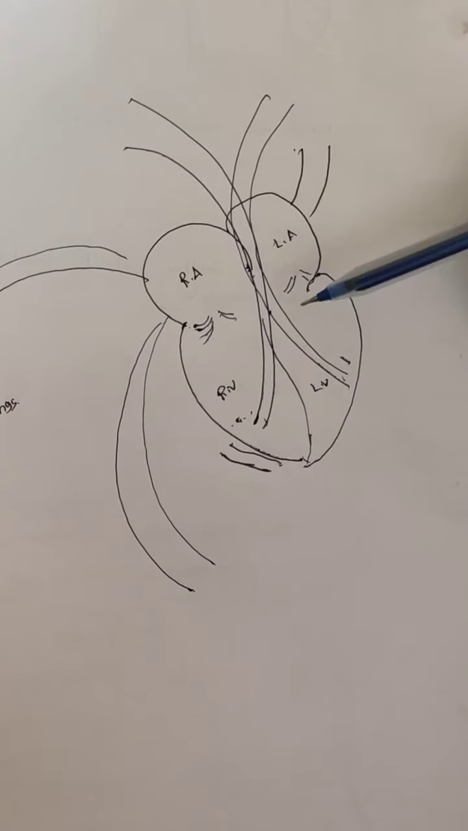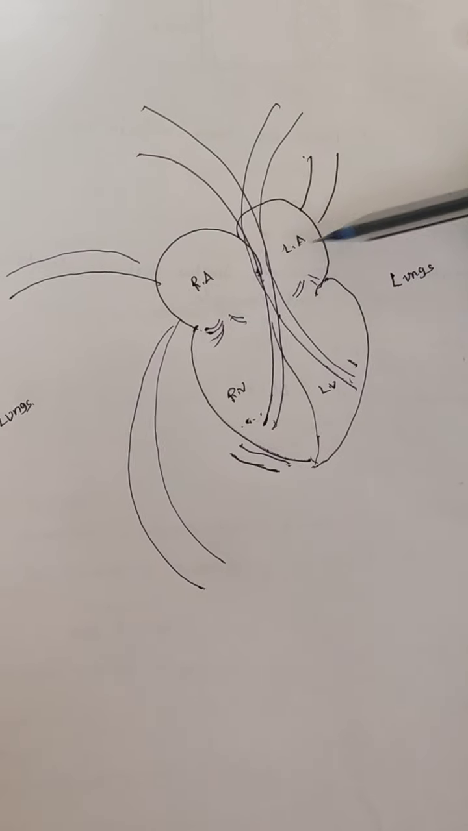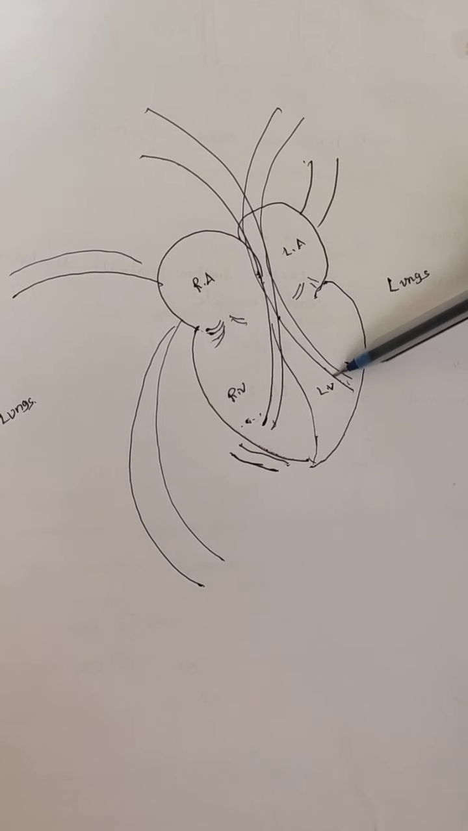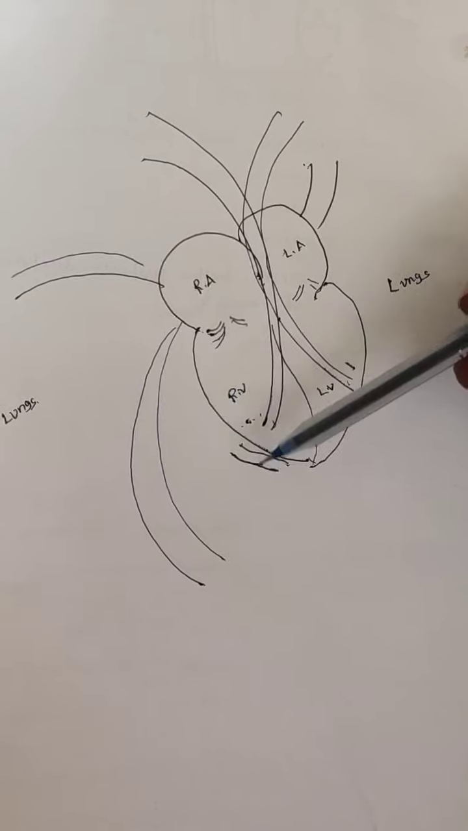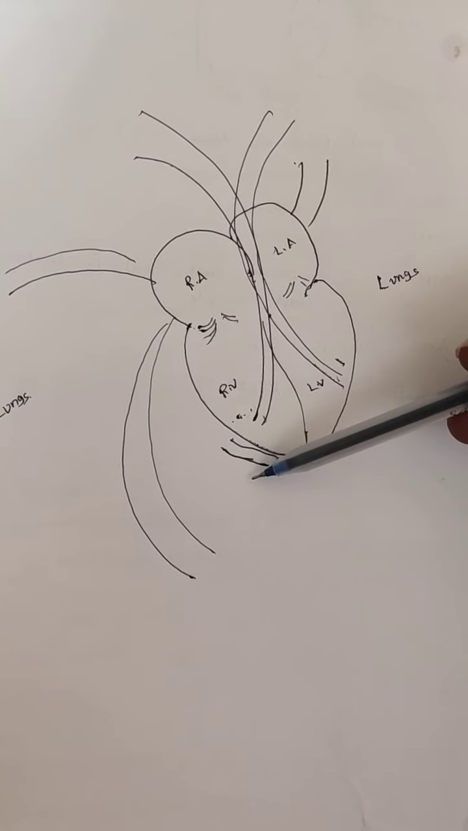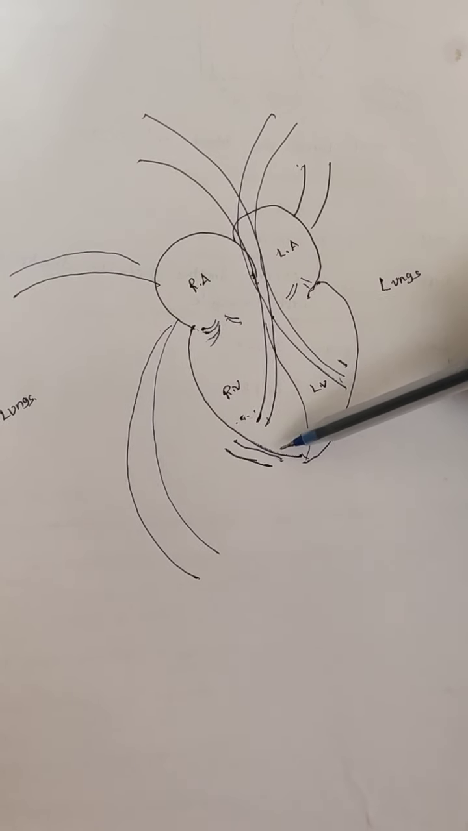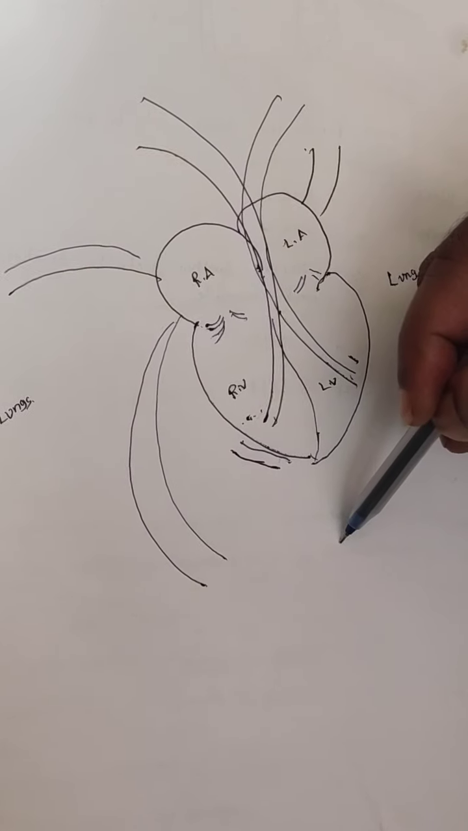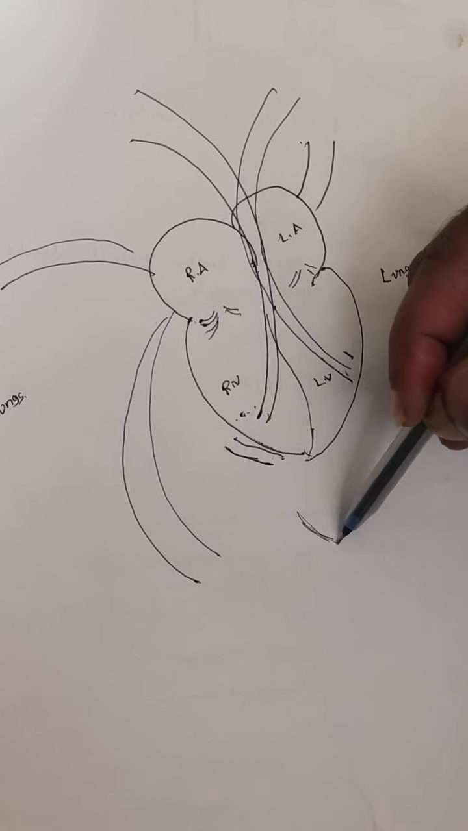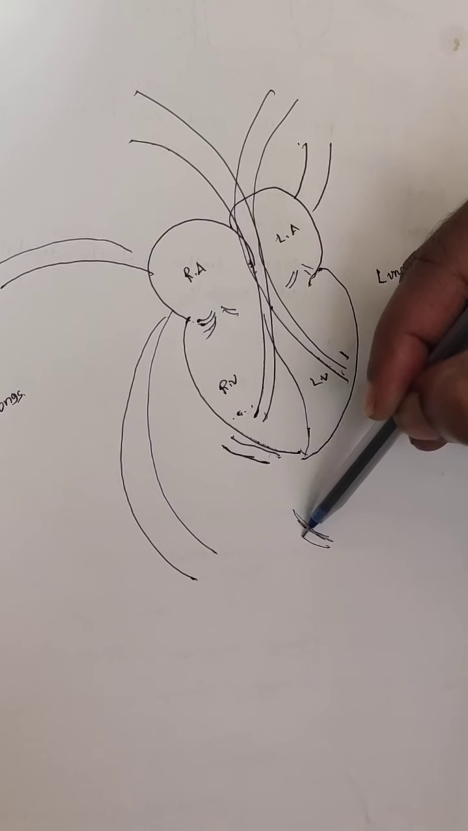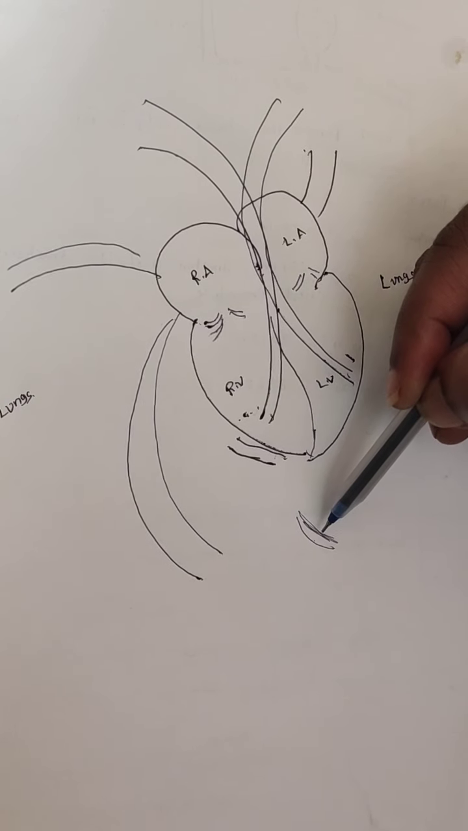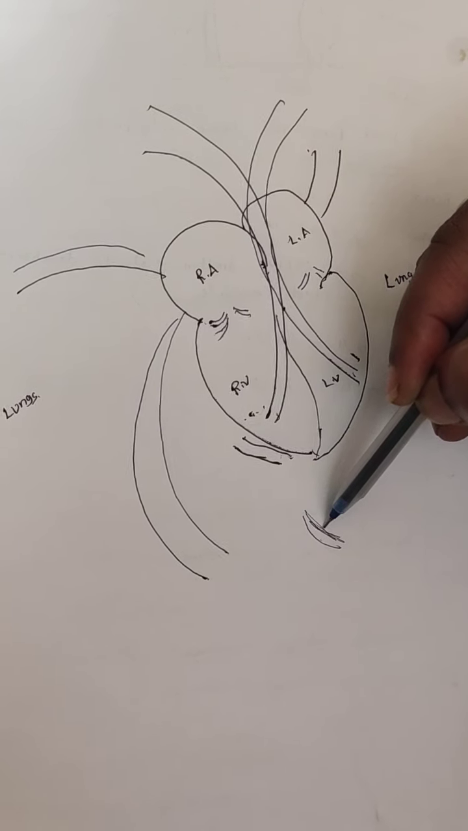Suppose this one is the heart, with right atrium, left atrium, right ventricle, left ventricle. What I said: the heart has two layers. The outer one is called the fibrous pericardium, the inner one is called the serous pericardium. This serous pericardium again has two layers: this is the outer parietal layer and this one is the inner visceral layer.